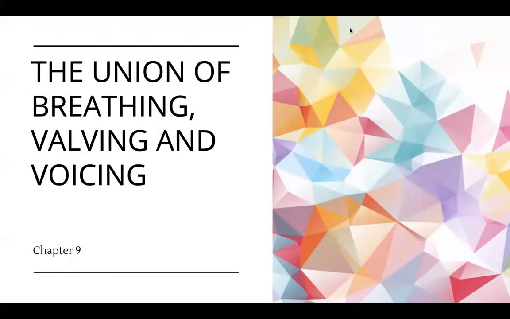In this chapter, we will be discussing the union of breathing, valving, and voicing. We will further delve into how breathing, glottal valving, and voicing interact. And the interaction between system components, and specifically source vocal tract interaction, applies especially to resonant voice and speaking. The degree of interaction can vary from person to person and from one phonation type to another.